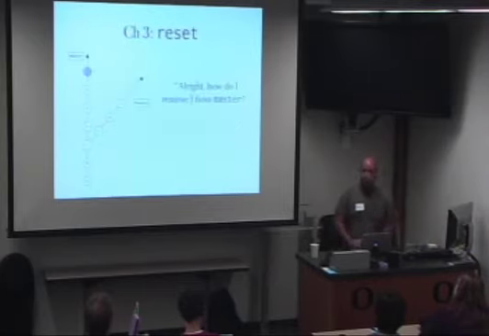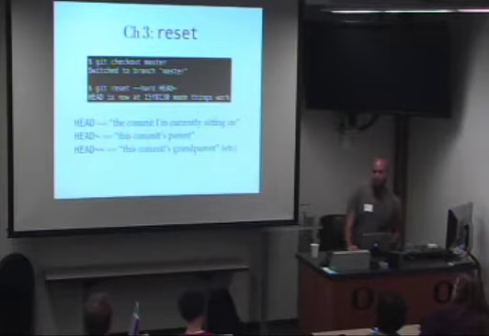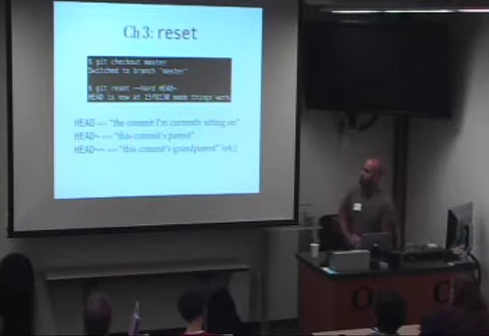So the obvious next question is, okay, well, how do I remove J from master? Because I don't want that to be there. To do that, we're going to move on to another command called git reset. Now what reset does is it allows you to modify this branch pointer. So up here, what I'm doing is I'm saying I want to go back to the master branch, and then I'm going to run git reset --hard HEAD~.